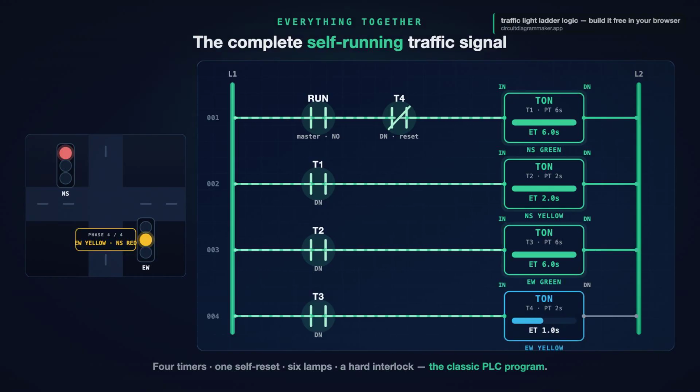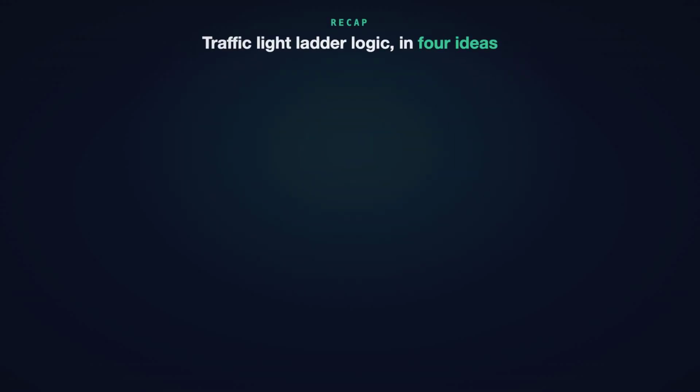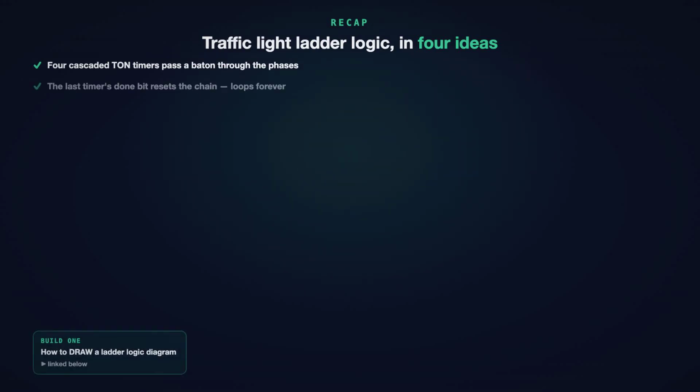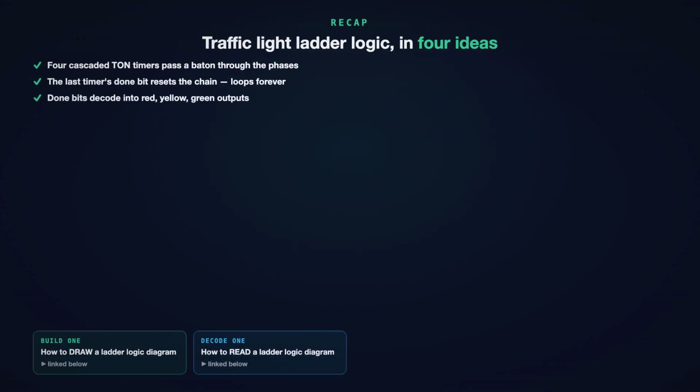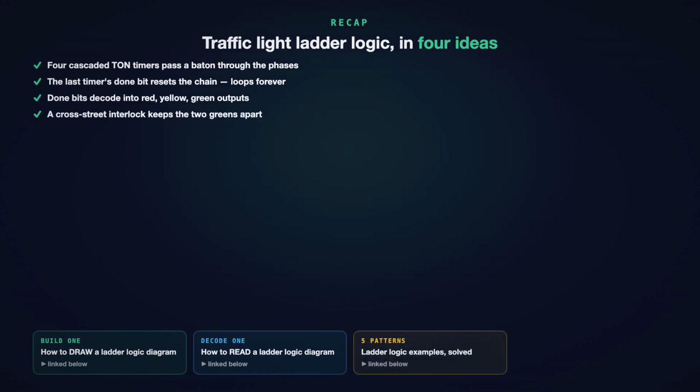So there it is, traffic light ladder logic. The classic time state machine. 4 cascaded TON timers pass a baton through the phases. The last timer's done bit resets the chain and loops it forever. The done bits decode into red, yellow, and green outputs. And the cross-street interlock guarantees the greens never overlap.